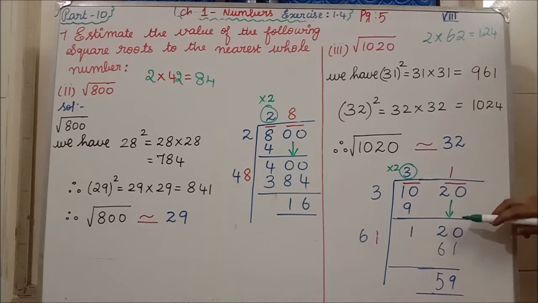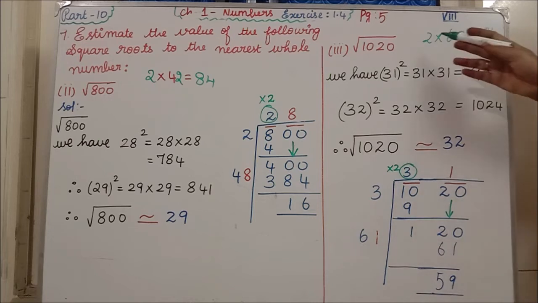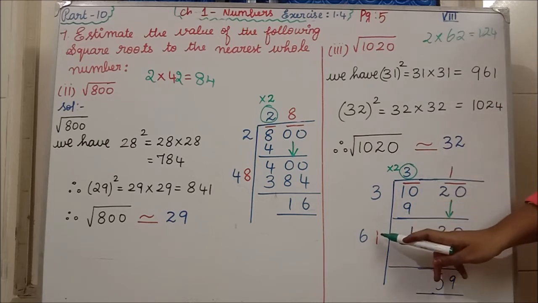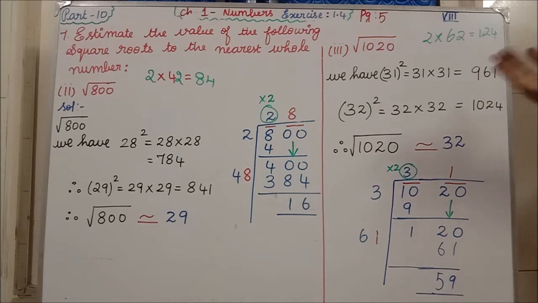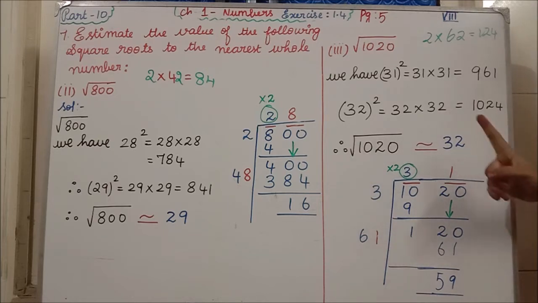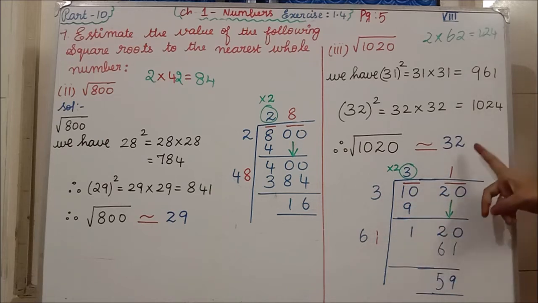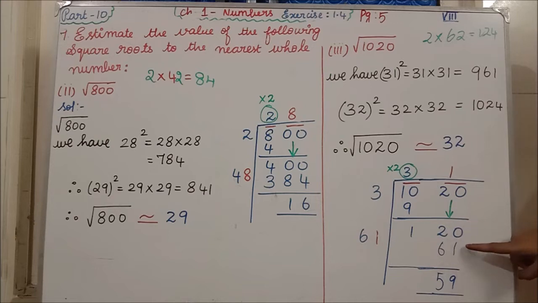Clear? So if you see, can I write here 124? No, because here we are having only 120. If I put 2 here and 2 here, I am getting more than 120. So I should not put 2 here. Clear? So what I have to put? I have to go for the number before 2, which is 1. So only I have written here 1, 1. So 1 into 61 is 61. After subtracting 120 minus 61, I am getting 59.